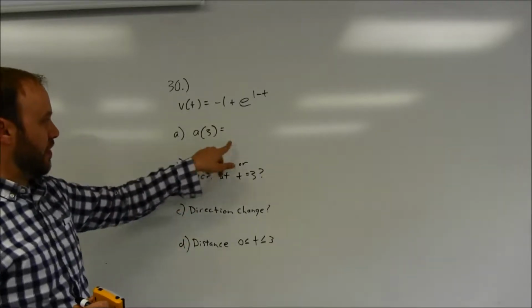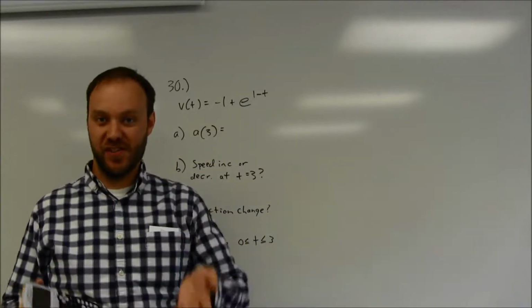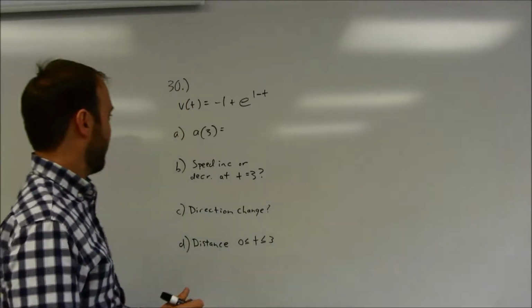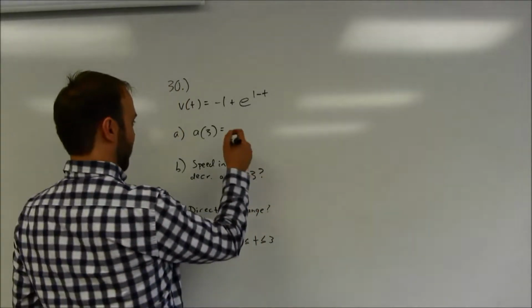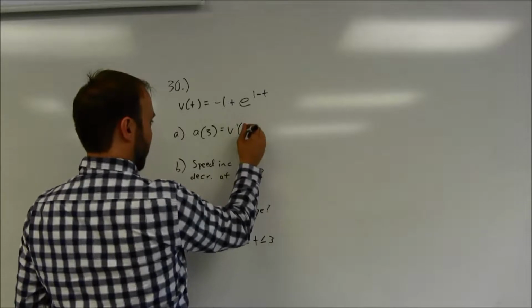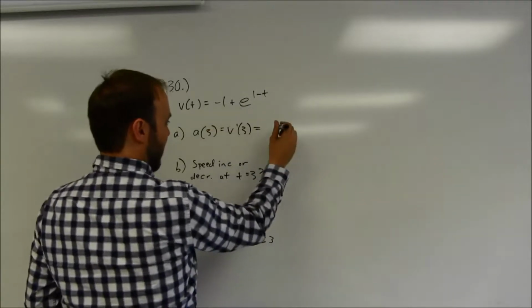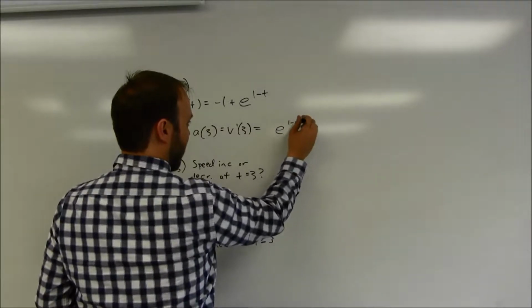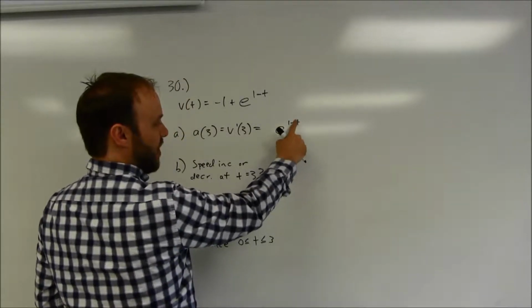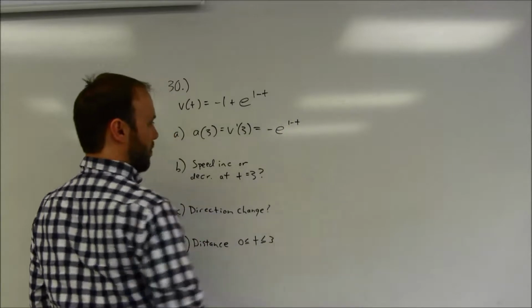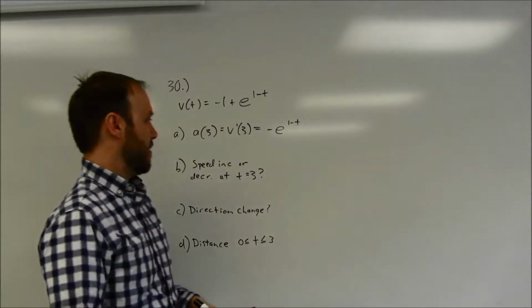This would be a pretty easy one to find by hand. Remember, acceleration is the derivative of the velocity function. So in this case, we're finding the derivative of velocity. Derivative of -1 is 0. Derivative of e is itself, except notice the inside function has a -1 derivative. So I have to apply the chain rule there. That's going to be my equation.